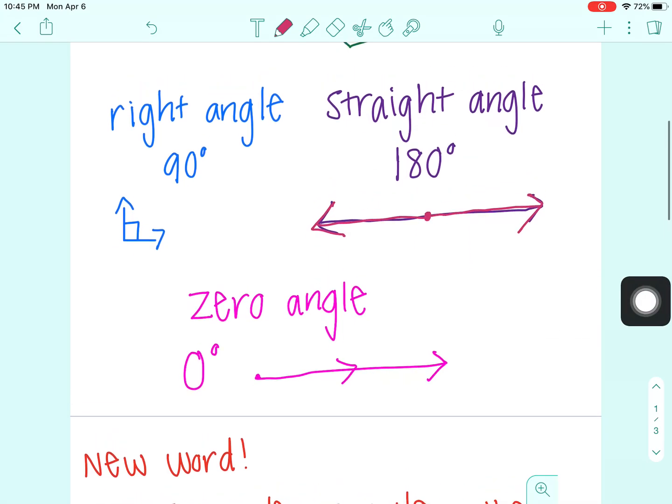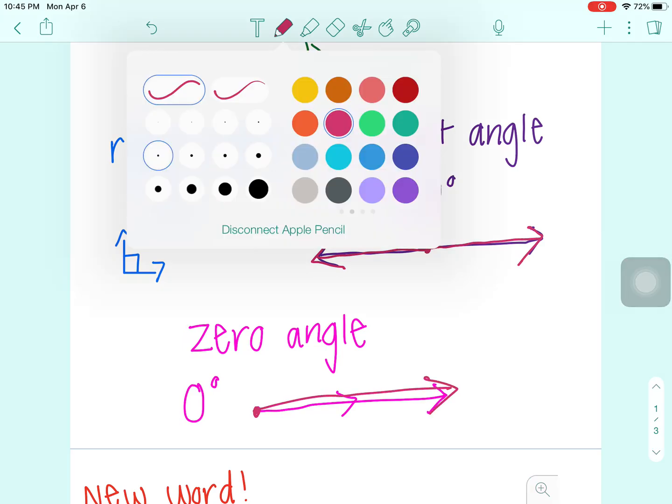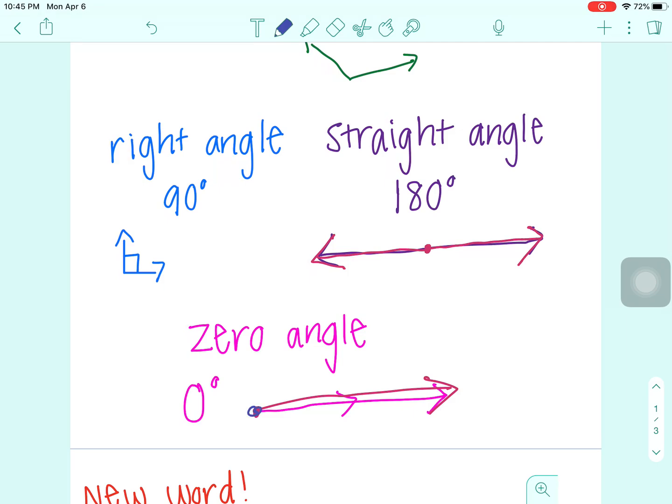In contrast, down here, we have zero angles. Zero angles have, here's their starting point, here is the first line. Let me get a different color just to make sure you understand this. And here's the starting point, here's the second line. They are completely closed, so they don't open up to any degrees. They are completely closed up to 0 degrees. I'm going to take that off just so you can see. Completely shut so that they don't have any degrees in them, okay? They are 0 degrees at a 0 degree angle.